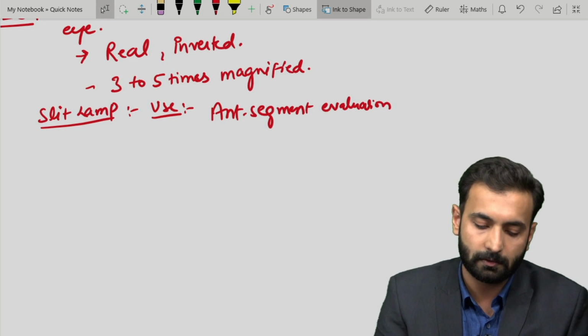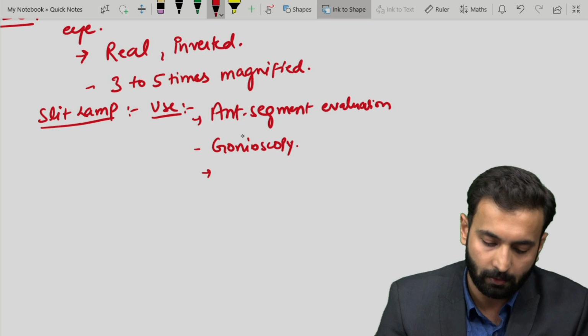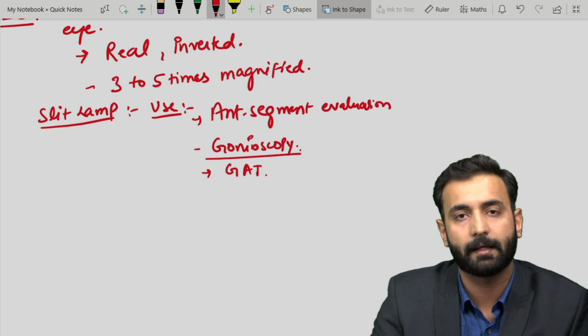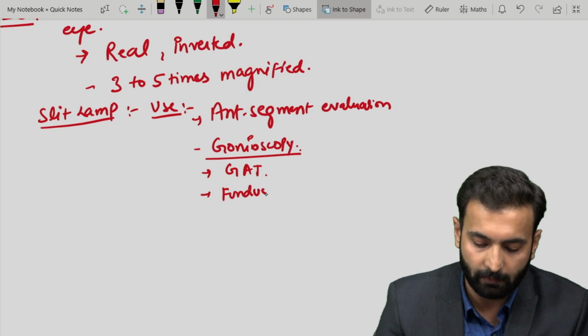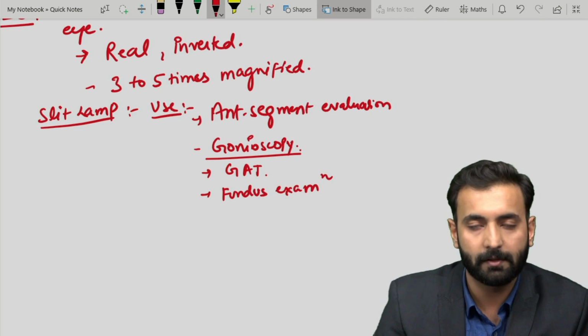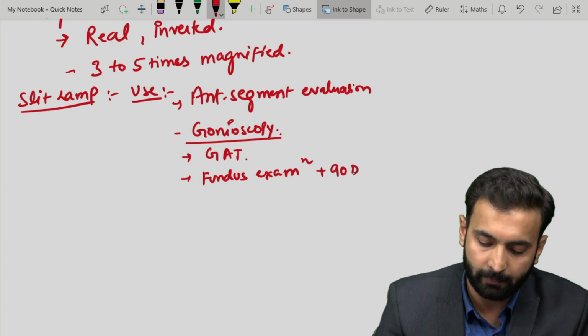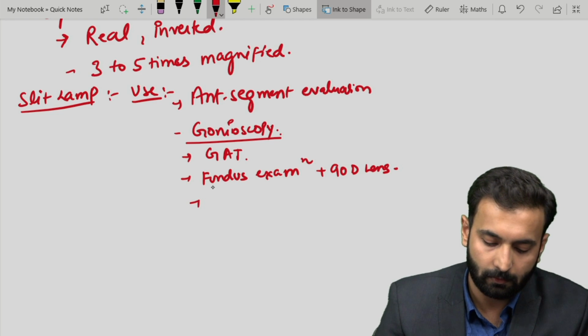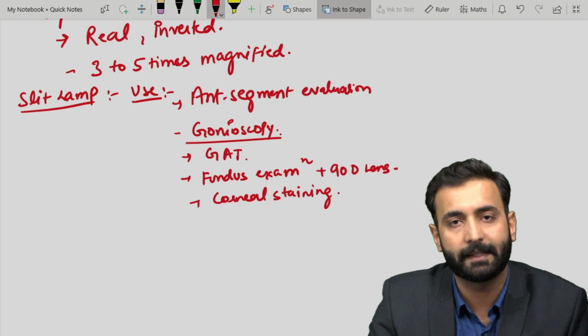Then what are the other uses? You can do gonioscopy. Gonioscopy is done on slit lamp. Then you can measure intraocular pressure by Goldmann applanation tonometry technique on slit lamp. Then what else? Fundus examination can also be done on slit lamp biomicroscopy using a plus 90 diopter lens. Then corneal staining is also done on slit lamp. So these are the uses of slit lamp, right.